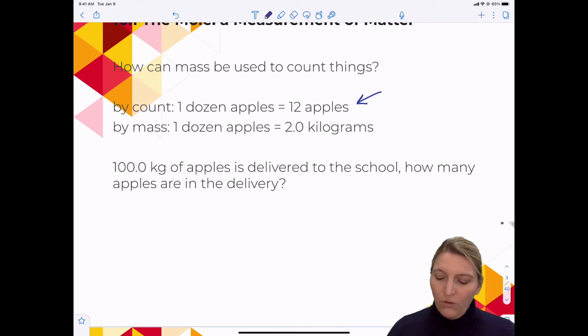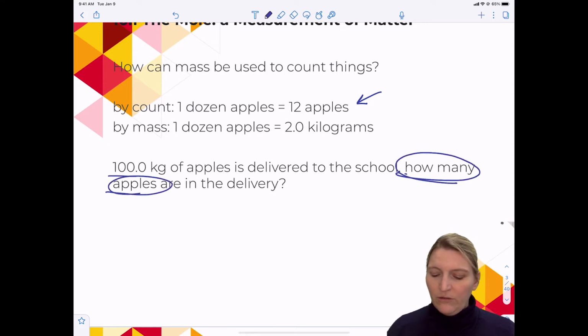but the amount is the same. So the question says 100 kilograms of apples is delivered to the school. How many apples are in the delivery? Think of how long it would take if you had to count out all of those apples. But if we know these two conversion factors, we can just do a quick calculation to figure that out. When we do these problems, we always circle the do and underline the clue.